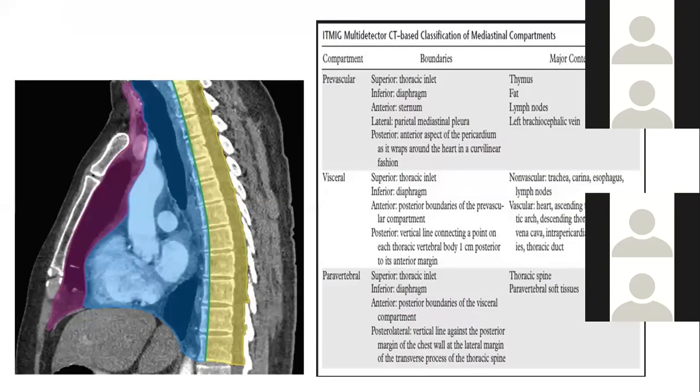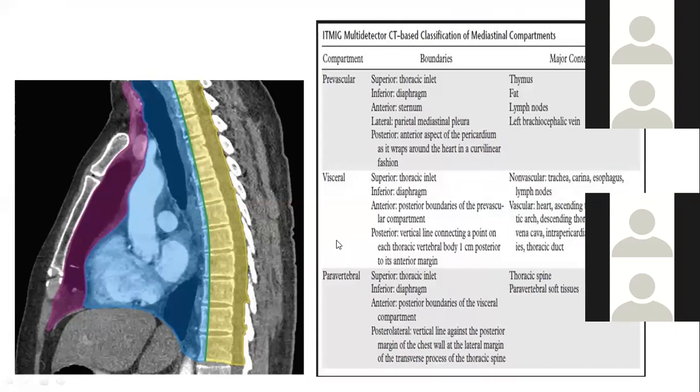So this is the new classification, the ITMIG classification. It's in a recent publication, I think in 2018. Some group of experts came out with this, and it is very similar to the anatomical classification, but they removed the superior mediastinum. Again, there is no superior mediastinum. Instead of anterior, middle, and posterior, they started calling it prevascular, visceral, and paravertebral. Paravertebral is very similar to the posterior mediastinum as per Felson's classification, right?